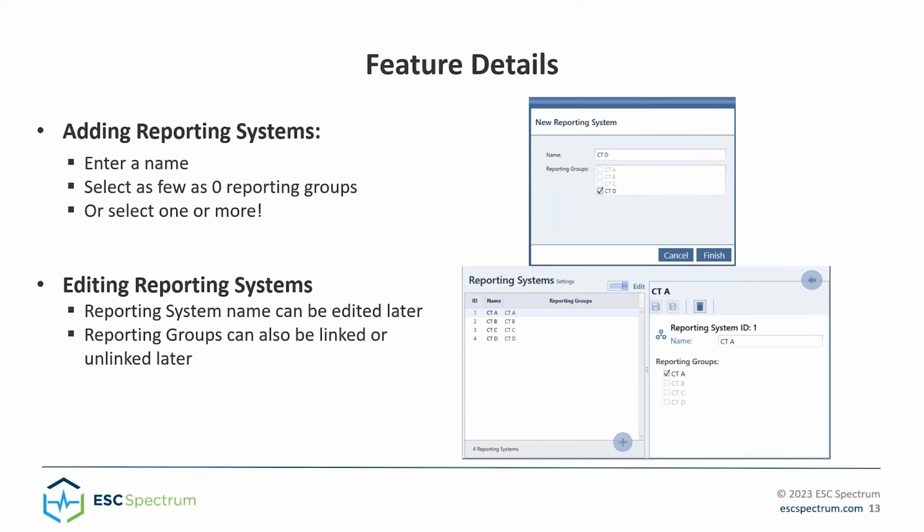Adding and editing are both the same for reporting systems. They just need a name and reporting groups. They don't have to have any reporting groups. You can have more than one if needed, and all those are available for both additions and editing. If a reporting group is grayed out in either of these places, it's because it's been used by another reporting system. So you can only have one reporting system per reporting group.